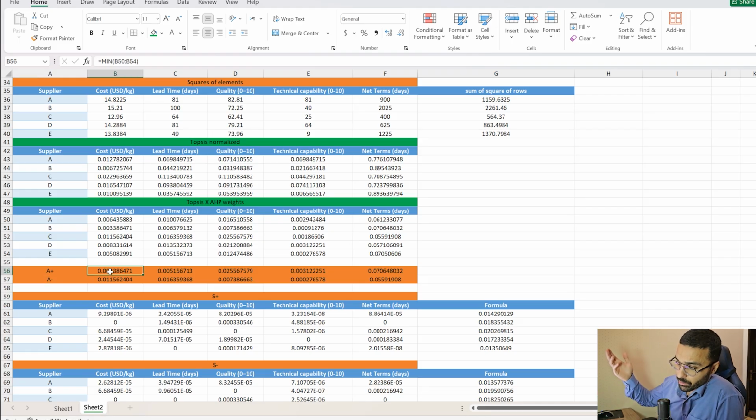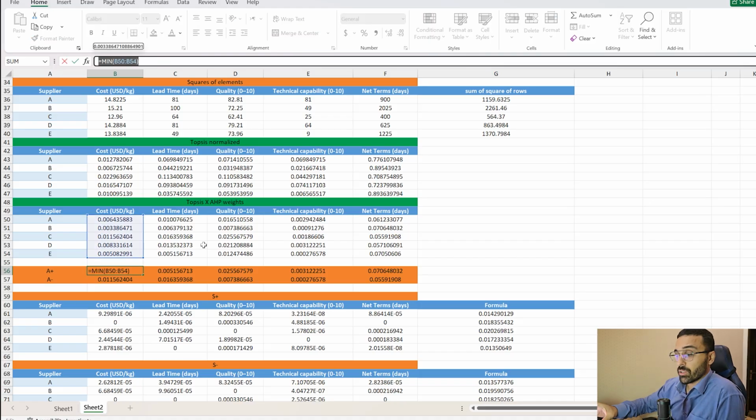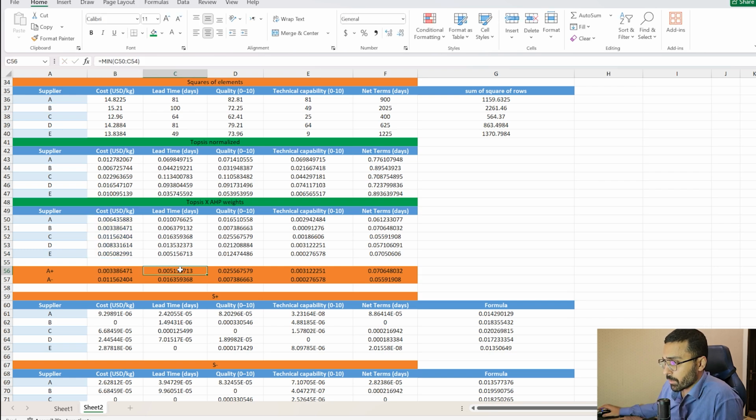For the desired ones and the cost criteria, we're looking for a minimization procedure on the values that we have calculated. This is because as cost goes lower and minimized, it is more perfect, more optimal for our task. And this is the same for the lead time, but for the quality, we're looking for maximum. For the technical capability, maximum is better, and for net terms, again, the maximum is better. The max is always better.